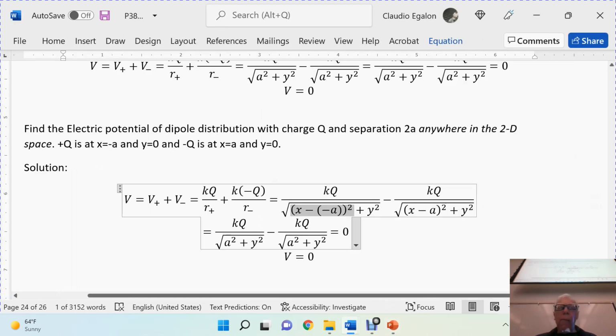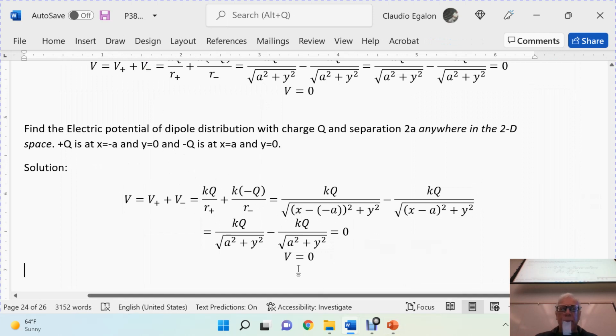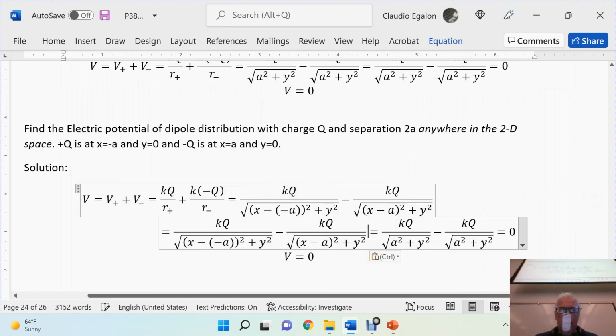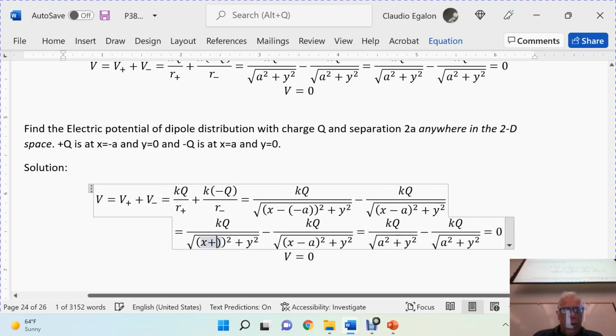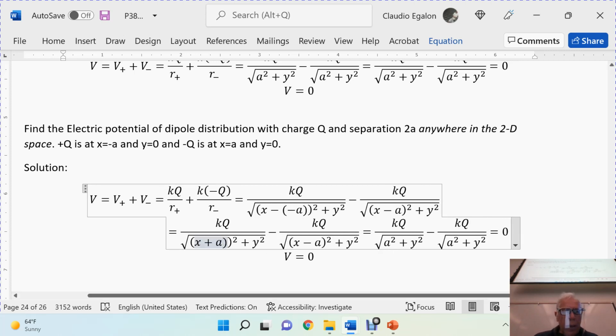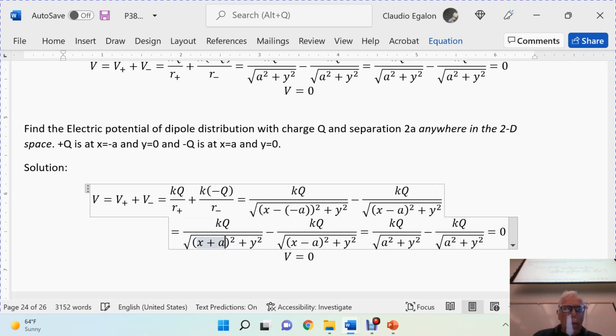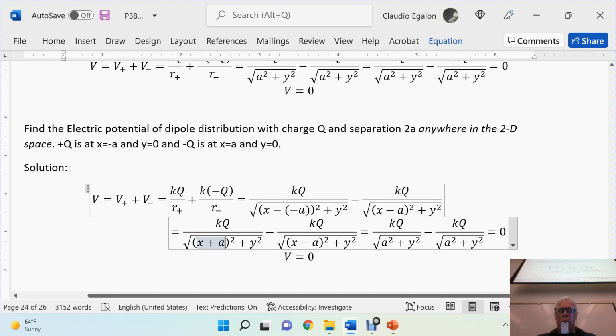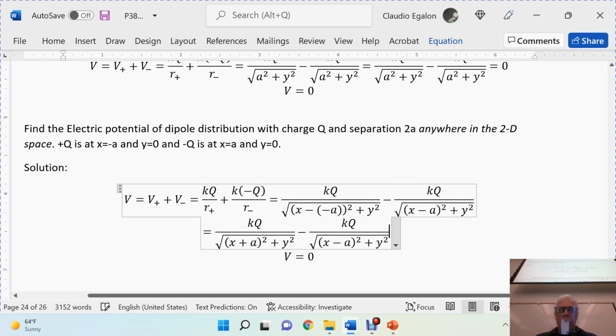Okay, and what else do we do? Let's go to the next step here. We get plus a. One term is going to be plus a. Okay, better. There's nothing else to do here. I'm going to erase that part.